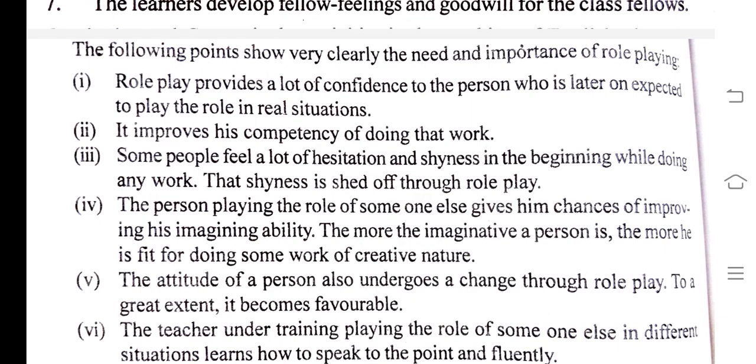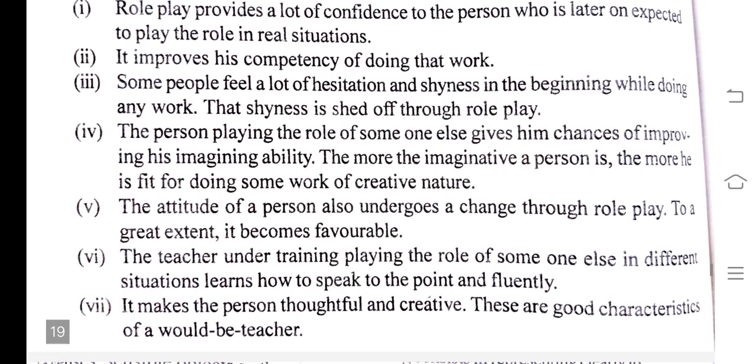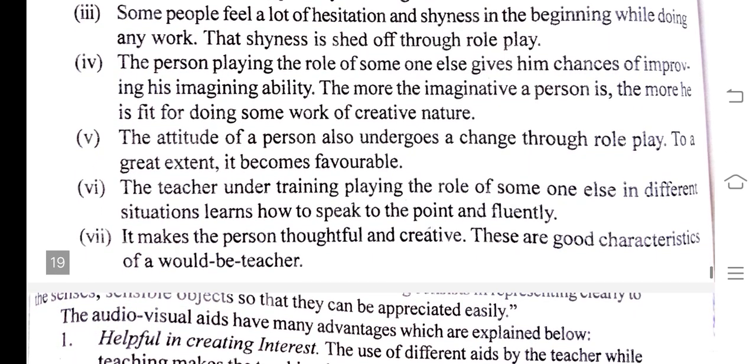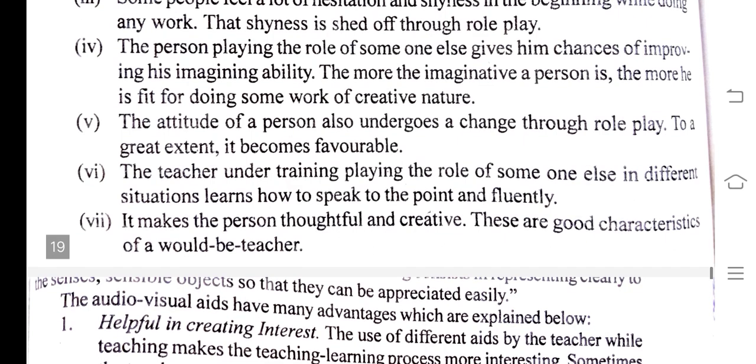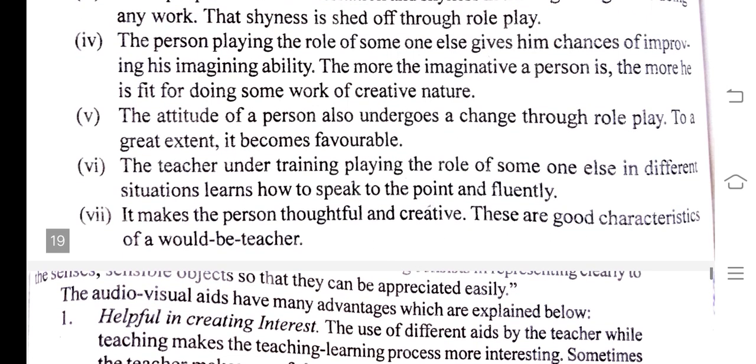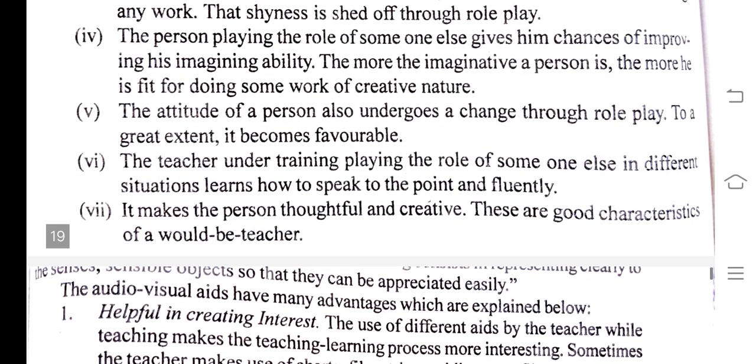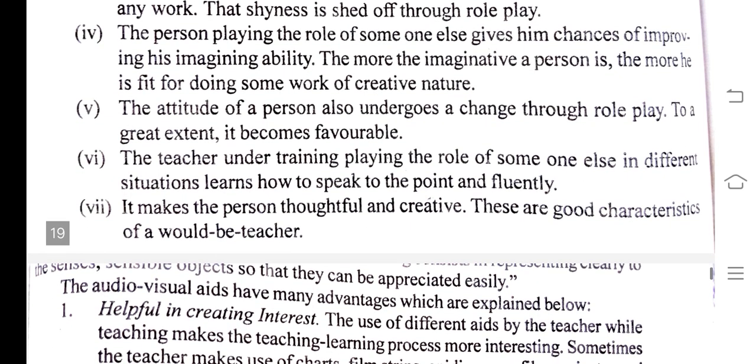The person playing the role of someone else gets chances of improving his imagining ability. The more imaginative a person is, the more fit he is for work of a creative nature. The attitude of a person also undergoes a change through role play. To a great extent, it becomes favorable. The teacher under training, playing the role of someone else in different situations, learns how to speak to the point and fluently. It makes the person thoughtful and creative. These are good characteristics of a would-be teacher.